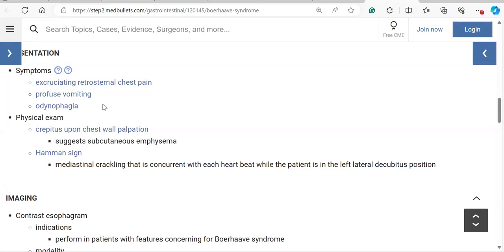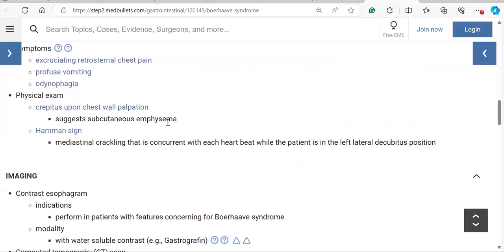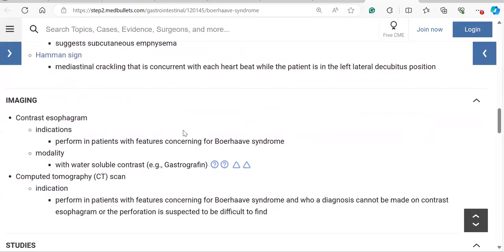Okay. So initially they start with dry retching or vomiting, and sometimes they can have a bit of bleeding also, but it will be extremely painful in the lower sternum. So excruciating retrosternal chest pain, profuse vomiting, and odynophagia. You can also sometimes feel crepitation on the chest wall because of subcutaneous emphysema.